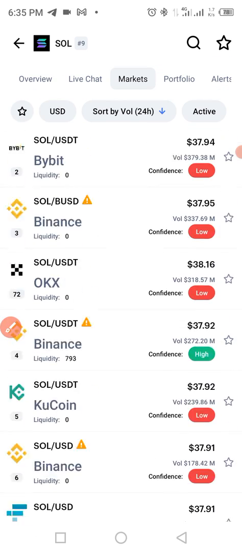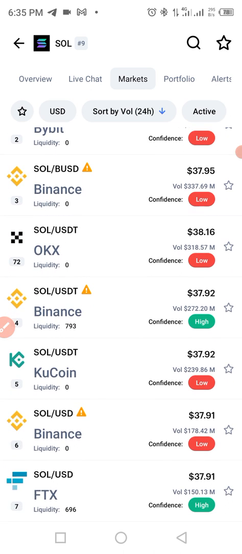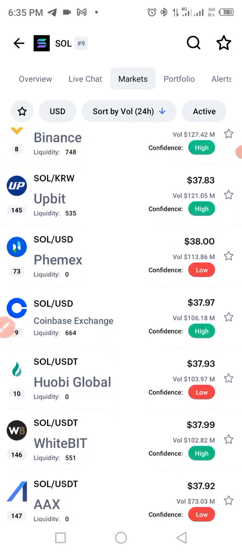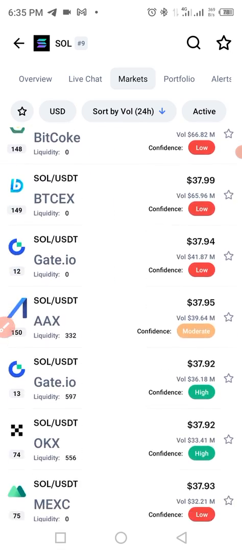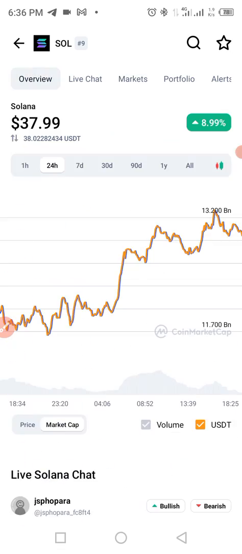You can buy on Binance, you can buy on Bitget, you can buy on OKX, you can buy on KuCoin, you can buy on FTX, you can buy on Coinbase. These are all of them here. So these are the various platforms where you can buy these coins. Okay, so I think that's all about CoinMarketCap. You can just take your time and pick your platform.